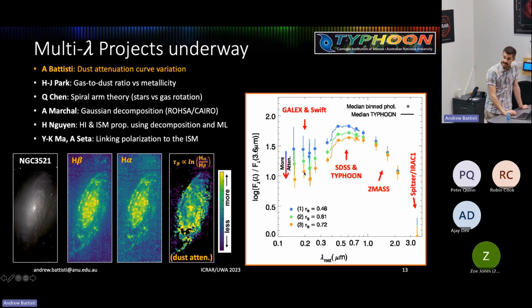And actually, I'll just highlight here this little dip that you see here is the 2175 Angstrom absorption feature, which is a prominent absorption feature in the UV that I'll highlight in a project that I'm working on at the end of the talk.